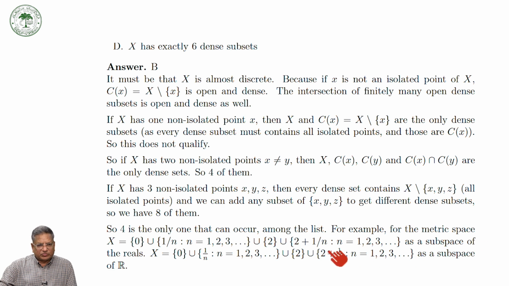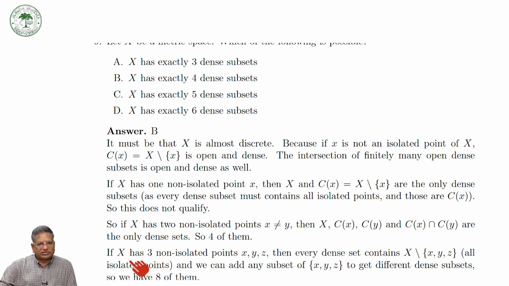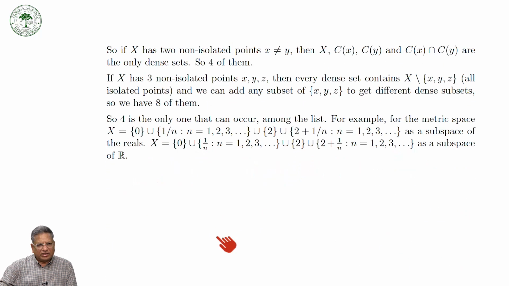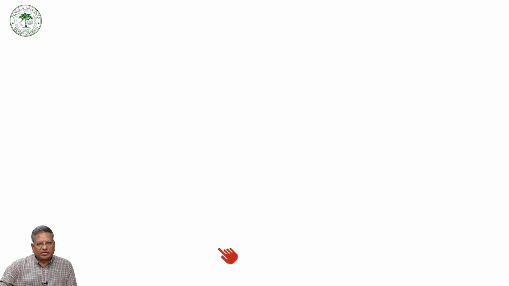For example, the metric space X is this one as a subspace of the usual metric space R. So we have included all these numbers. So the possibility is 4. Among 3, 4, 5, 6, the answer is B: 4. There are 4 dense subsets of R. So that is the end of the MCQs related to the separable metric spaces.